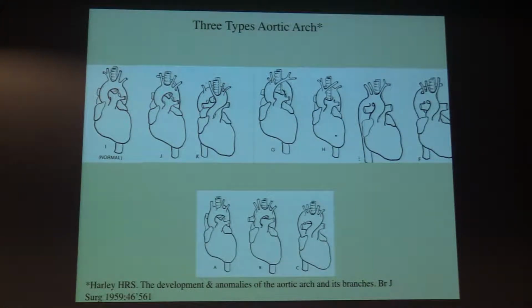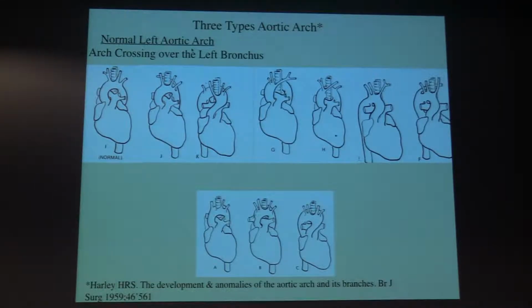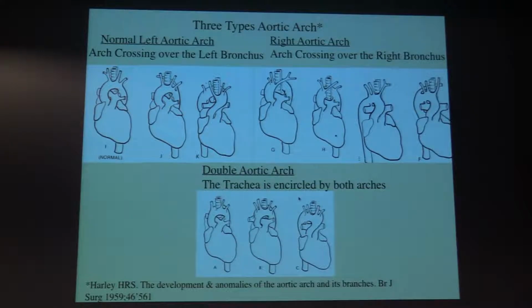Three types of aortic arch exist. The normal left aortic arch, and the definition of left or right aortic arch is according to the arch that crosses the bronchus. In the normal left aortic arch, as you can see here, the arch crosses over the left bronchus, while in the right aortic arch, as you can see here, the arch crosses the right bronchus. In the double aortic arch, there are two arches, and the trachea is encircled by both arches.